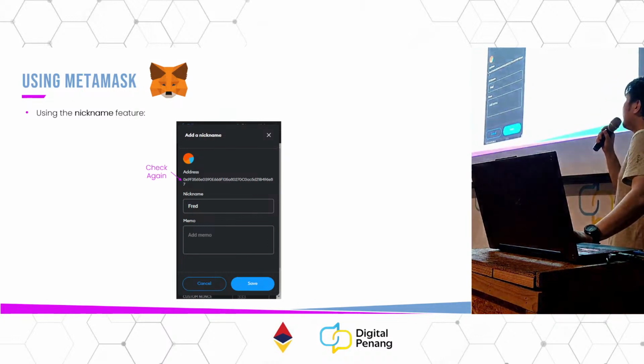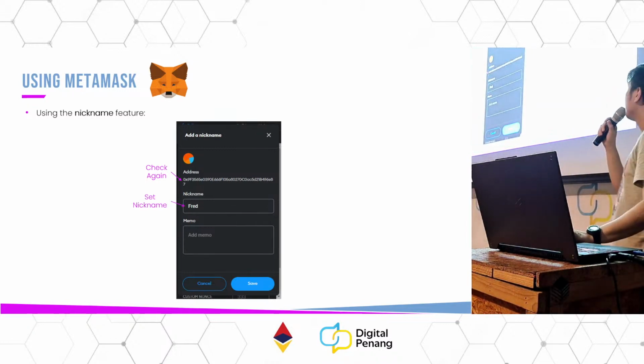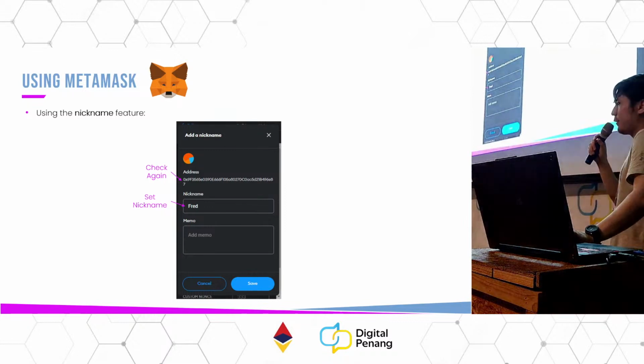Put whatever your counterparty's name is. You check again the address. This is the last time. Then once you check this, basically you can set the nickname and save.